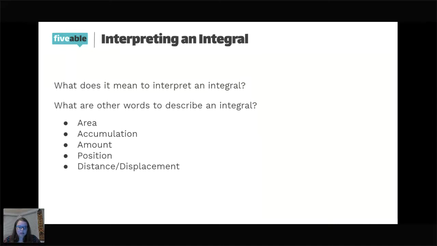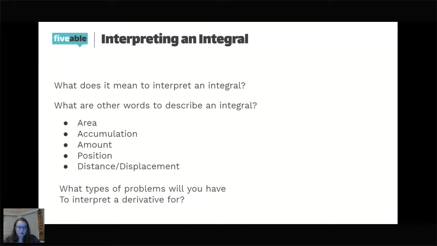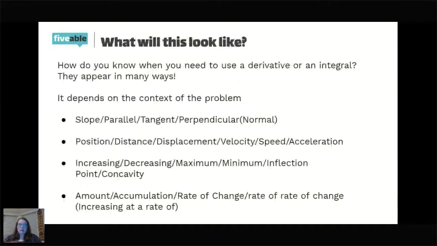Okay, great. Okay, and then just again, what types of problems will you have to interpret an integral for? Mostly, again, free response questions and some multiple choice questions, but we're going to focus on free response today because we don't know the setup of the exam. And if we can interpret them in context, then we can interpret them in a free response question or a multiple choice question. Okay, so now we've talked about how velocity, in some cases, can be a derivative that you're finding, and in other cases can be an integral.